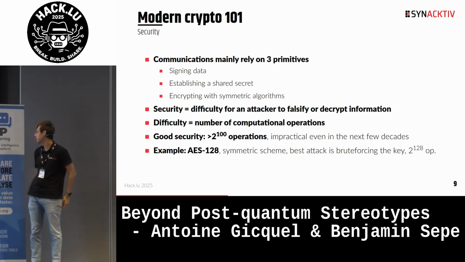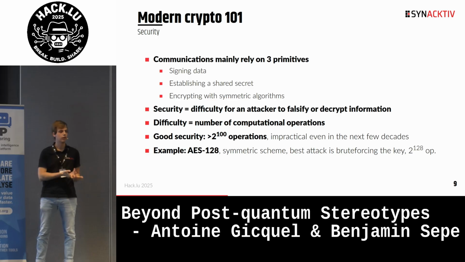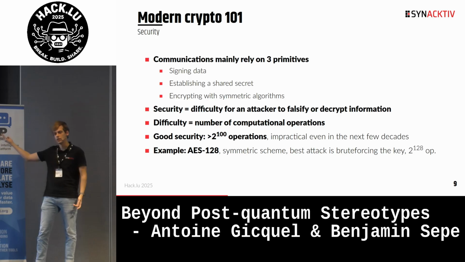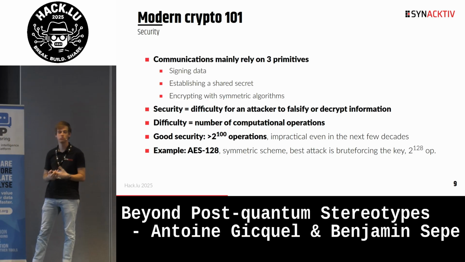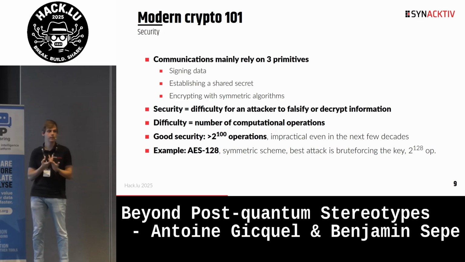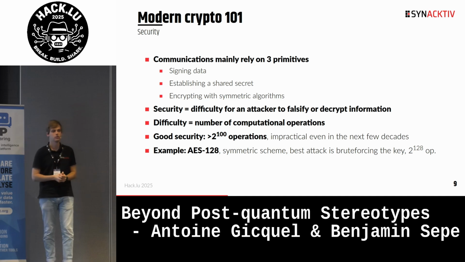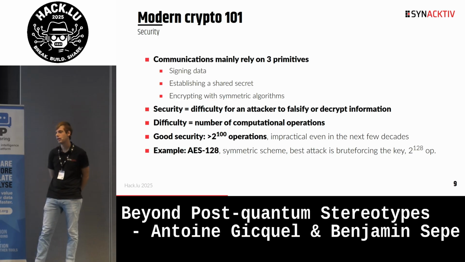But here's another word I haven't defined, difficulty. Generally, a good way to put that is the number of computational operations required to break the requirements that I mentioned right before. And we consider that good security is basically if the attacker requires over 2 to the power of 100 operations to break these properties. And if this criteria is met, it will be impractical even in the next few decades to carry out a realistic attack.